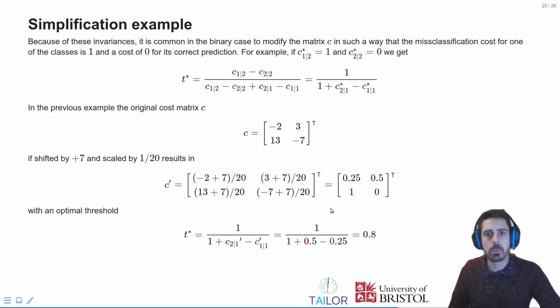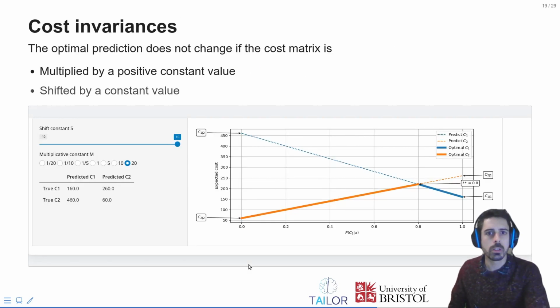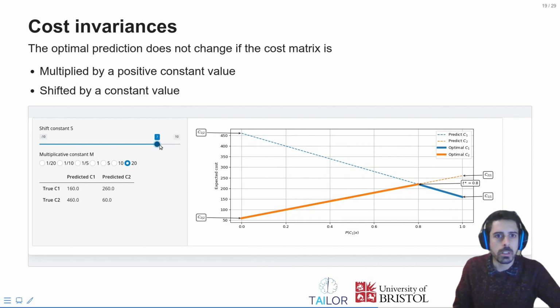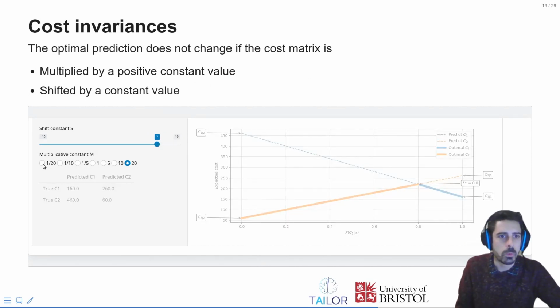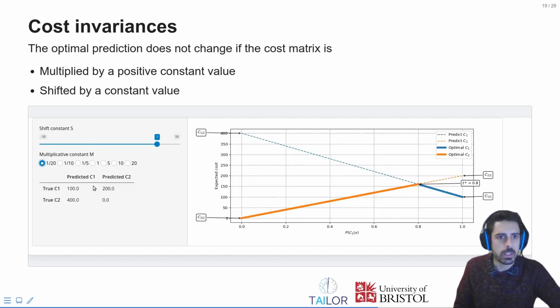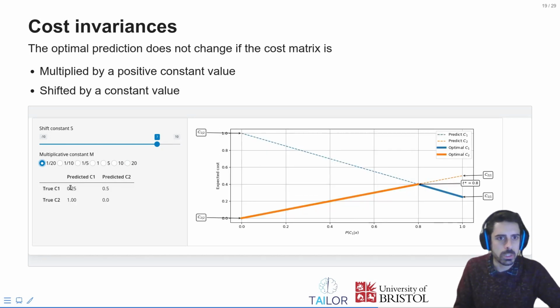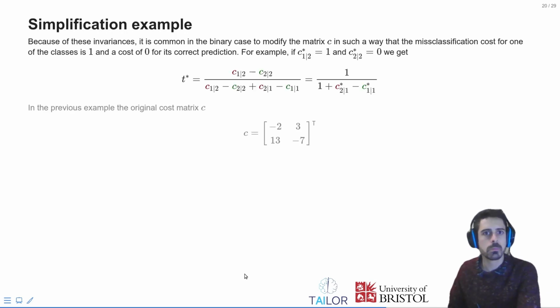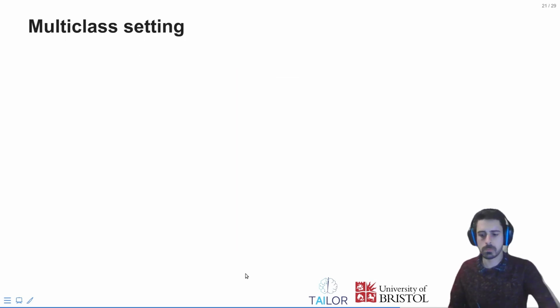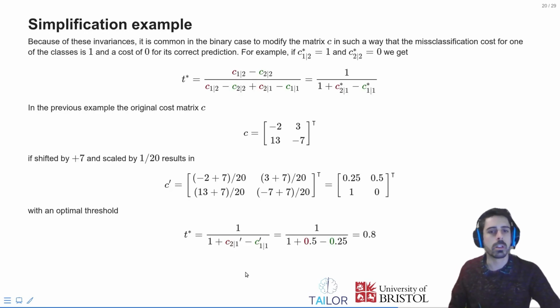And this is quite common to do. In this particular case, we can see in the previous example, shifting by 7 and multiplying by 1/20th, we will get the matrix that I mentioned, and the optimal threshold is still the same. Then that's it with computing the optimal threshold for the binary case.